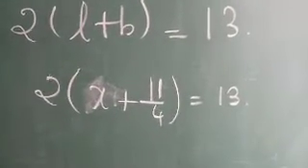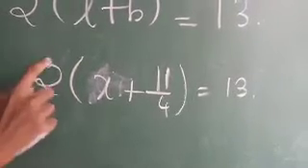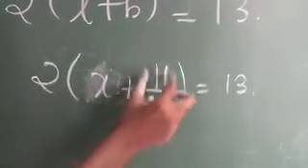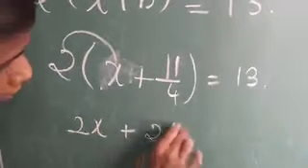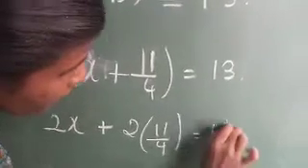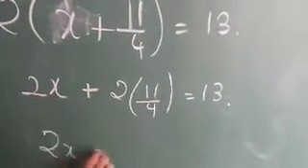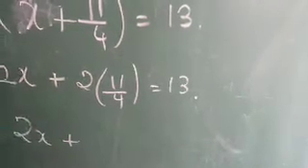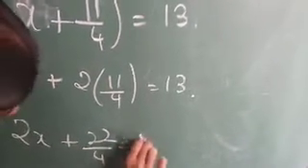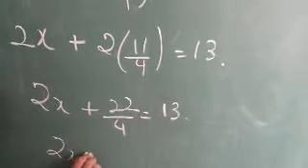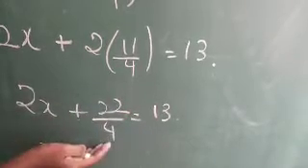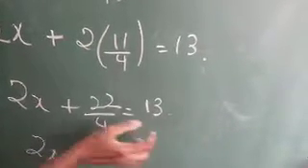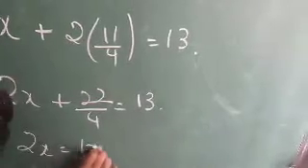Now you see here what you are going to do is you first multiply this 2 with x plus 11 by 4. So what you will get, 2 into x is 2x plus 2 into 11 by 4 equal to 13. So you simply keep 2x as it is. 2 11s are how much? 22. 22 by 4 is equal to 13. So 2x is equal to, now you see here we are having 22 by 4. When it goes to the RHS of the equation, you will get negative. So 2x is equal to 13 minus 22 by 4.